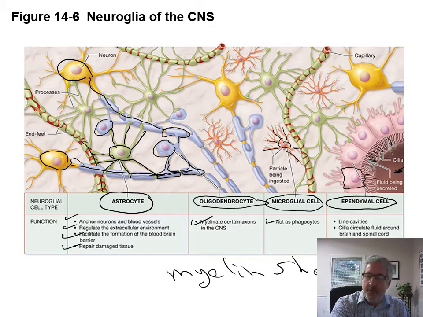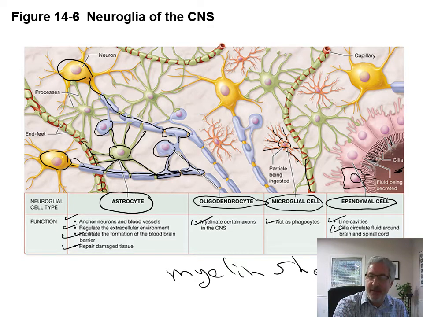Okay. And that would be your nucleus right there. So they line cavities, and that's what you expect for epithelial cells. They have cilia that circulate fluid around the brain and spinal cord, and some of these cells secrete this fluid. One of the things they really do is process fluid coming out of the capillary over here, and the fluid gets processed and made into the fluid that's in this space.